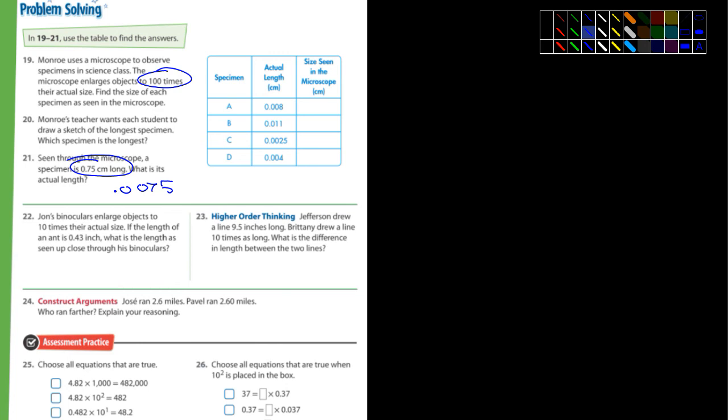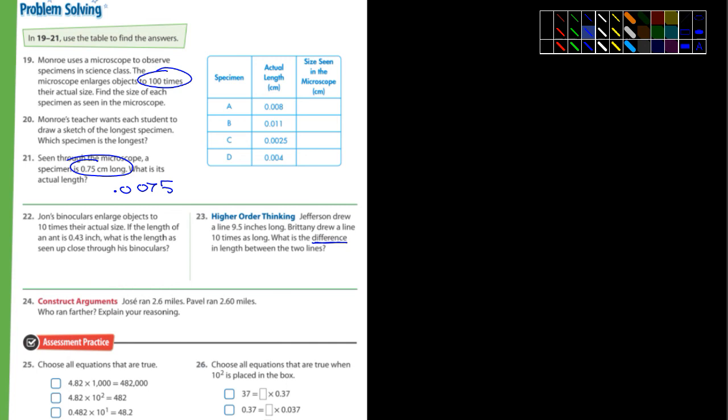23, Jefferson drew a line 9.5 inches long. Brittany drew one 10 times as long. What's the difference between the two lines? This is important. They're asking you difference. What's the difference? Which means you're going to have to subtract. You're going to subtract Jefferson's line from Britain's, or Brittany's, rather.